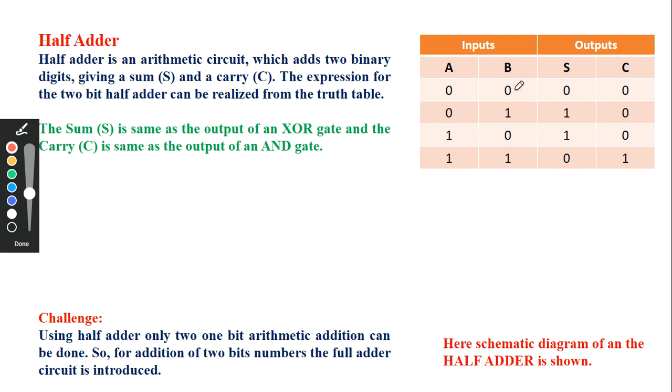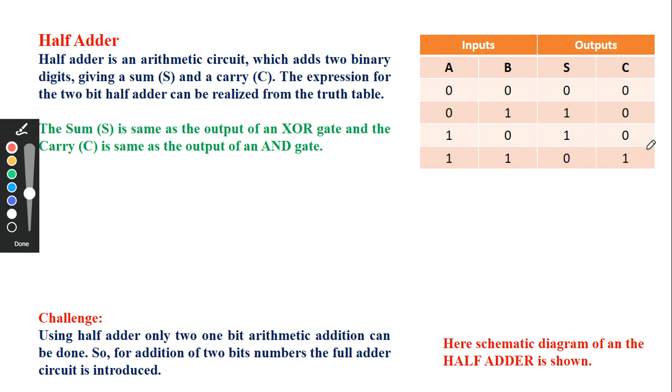Okay, so simple binary addition we are doing. 0 plus 0 is giving me sum 0 carry 0. 0 plus 1, sum 1 carry 0. 1 plus 0, sum 1 carry 0. Now 1 plus 1 is giving me sum 0 carry 1. So in only one case, when both my two inputs are 1, that time sum is 0 and carry is 1.